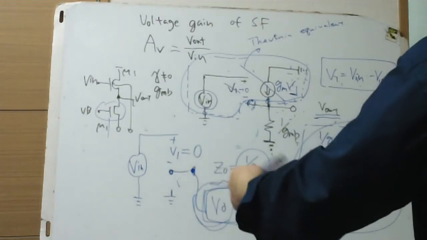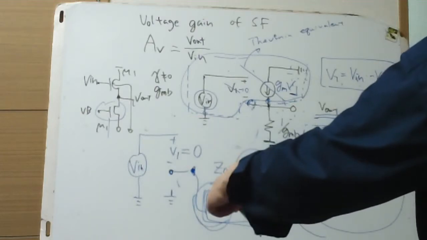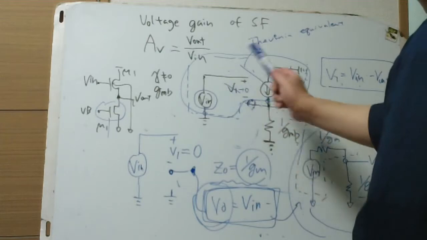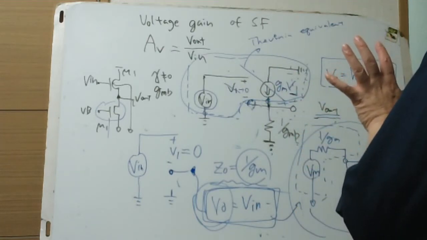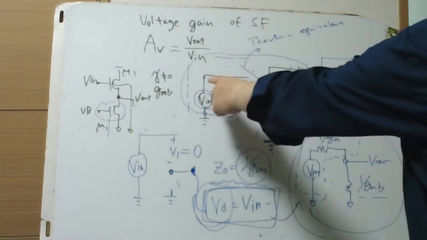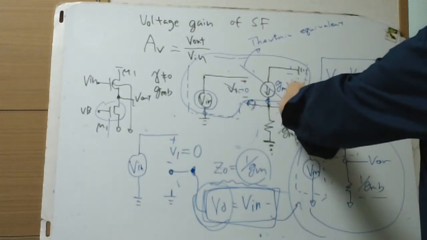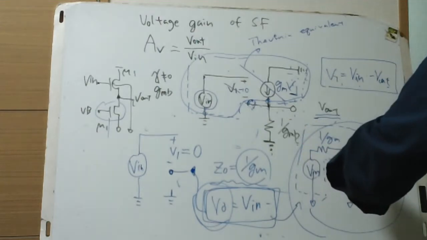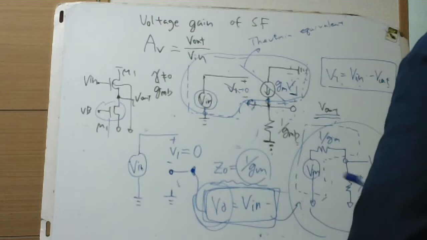The elemental procedure doesn't say from here to here, but we can write down this from inside, just inside. V in minus V out equals V1, and this generates current. In other words, V in minus V out divided by 1 over GM equals this current, and so this is equivalent.